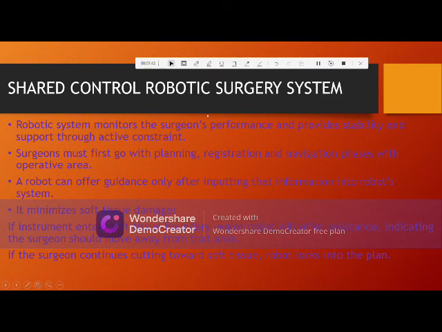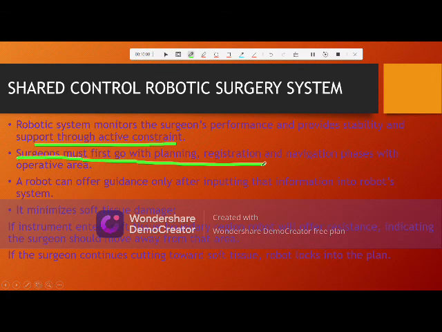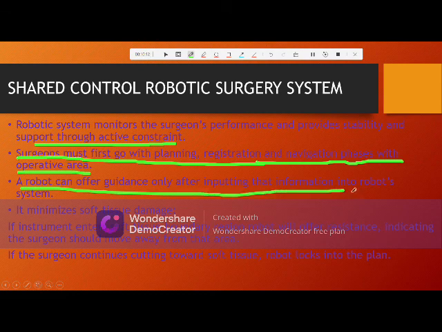Now is the shared control robotic surgery system. The robotic system monitors the surgeon's performance and provides stability and support through active constraint. The surgeons must first go through planning, registration, and navigation phases with the operative area. A robot can offer guidance only after inputting the information into the robot system. It minimizes soft tissue damage.